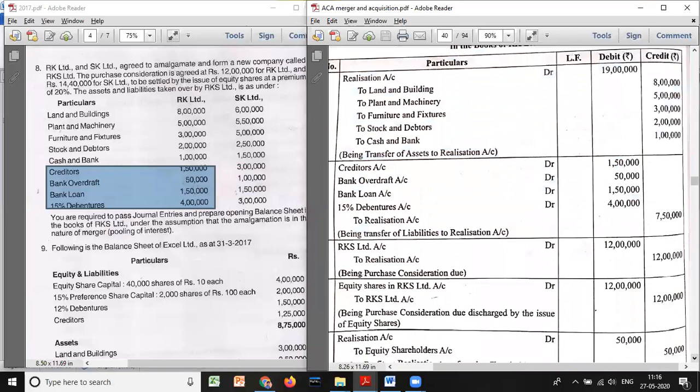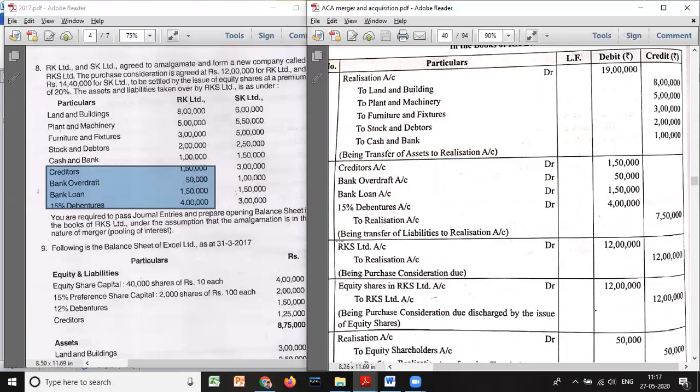Next, PC due, purchase consideration due. Now, who has to pay PC here? RKS Limited. RKS Limited account debit 12 lakh to realization account 12 lakh. This entry will be the same even for merger method. I'm simultaneously explaining for both merger and purchase method. RKS Limited account debit 12 lakh to realization account 12 lakh, being purchase consideration due.